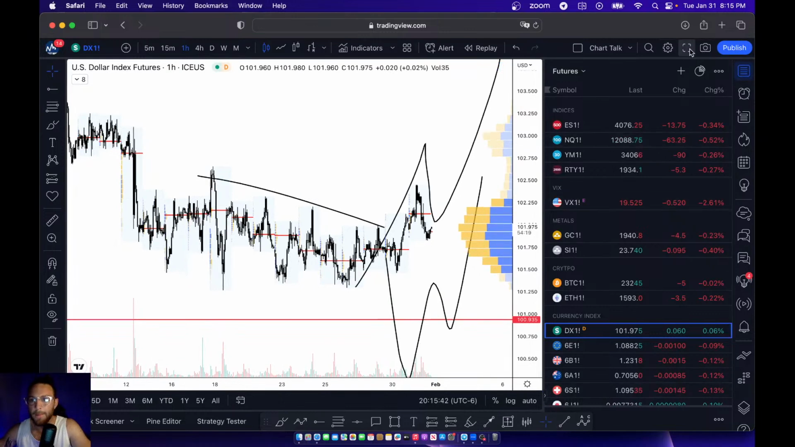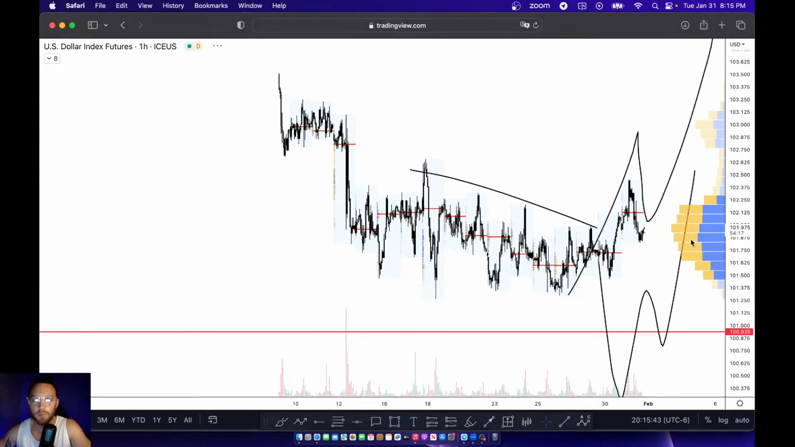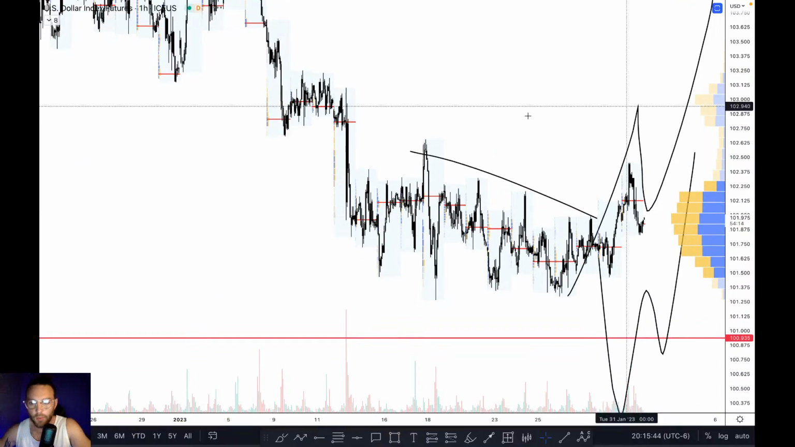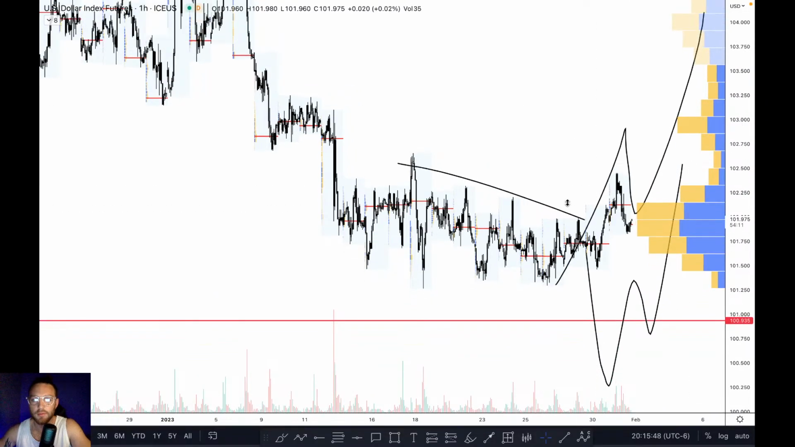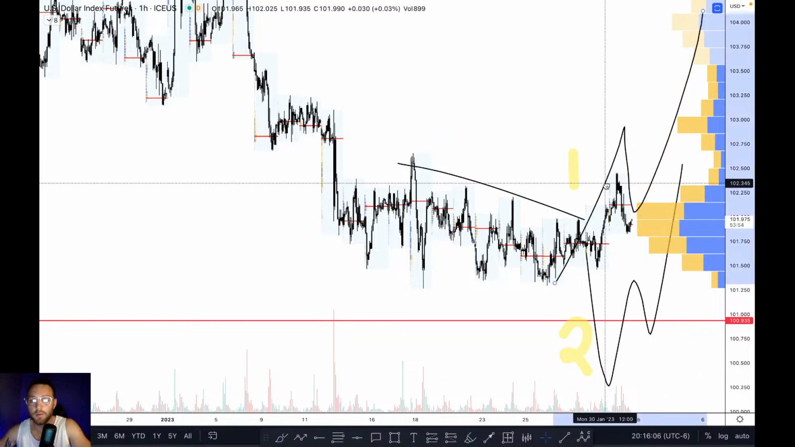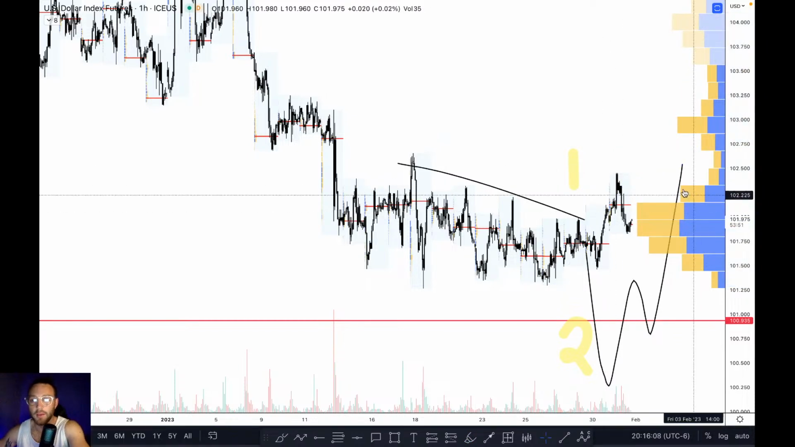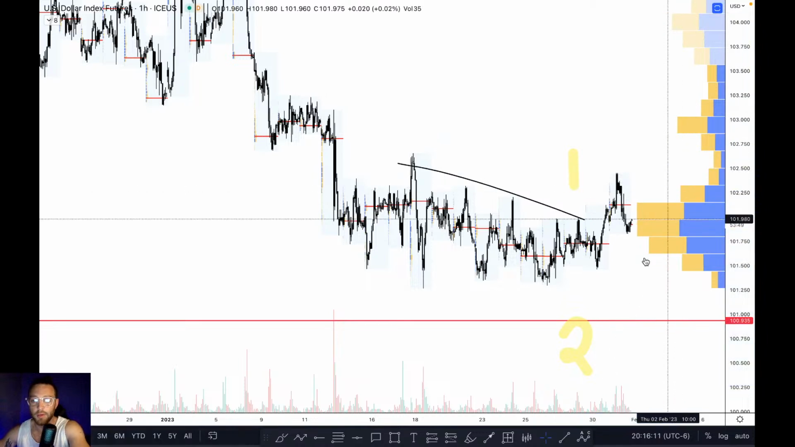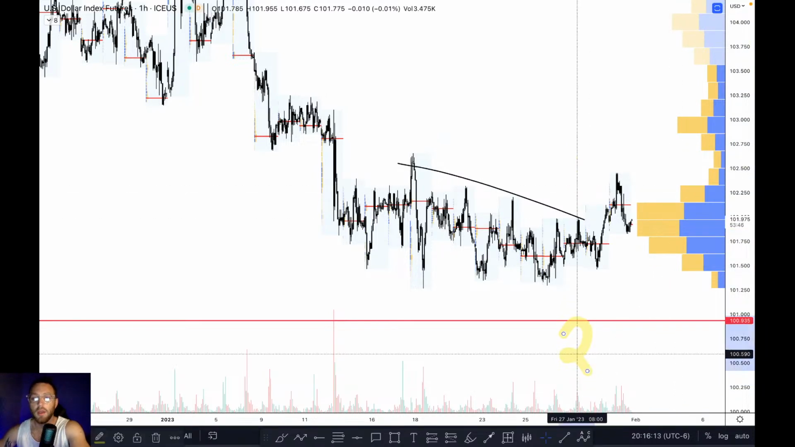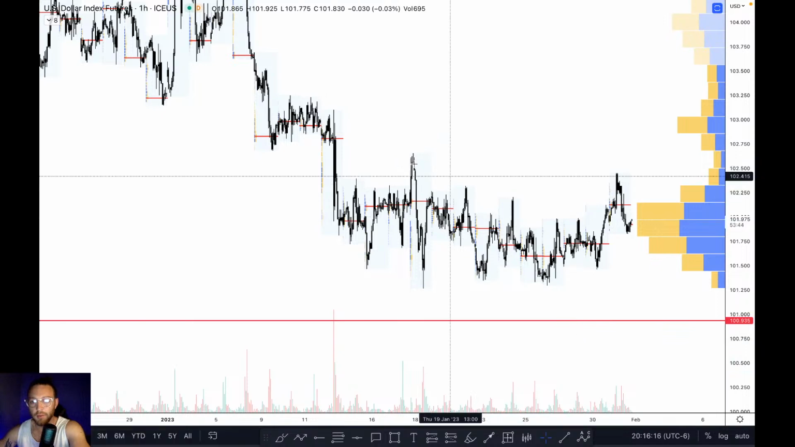Let's go full screen mode. This is what I have anticipated for the dollar this week, right? At the beginning of the week, we have marked this up already. It was either option 1 or option 2. Right now, of course, this one is looking like the favorite. So we're going to continue to play the market as if this is not going to happen anymore. So the bullish bias looks to be playing out.